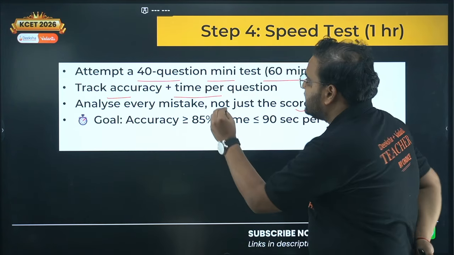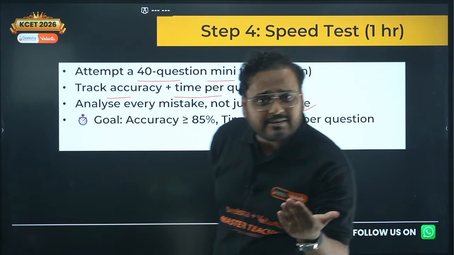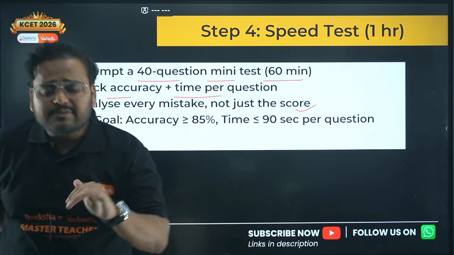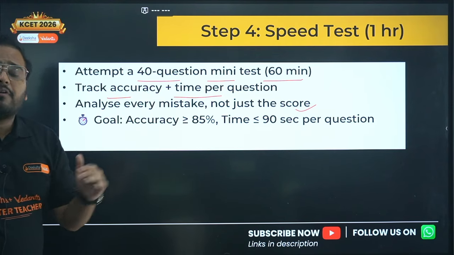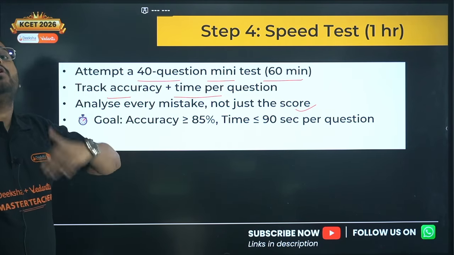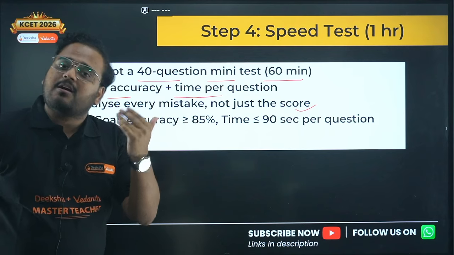Look at what mistake you have made. Did you make a mistake in vectors? What was the mistake? Did you make a mistake in probability? What was the mistake? So look for the mistakes you made and try to work on that. That is the weak area, so work on that.